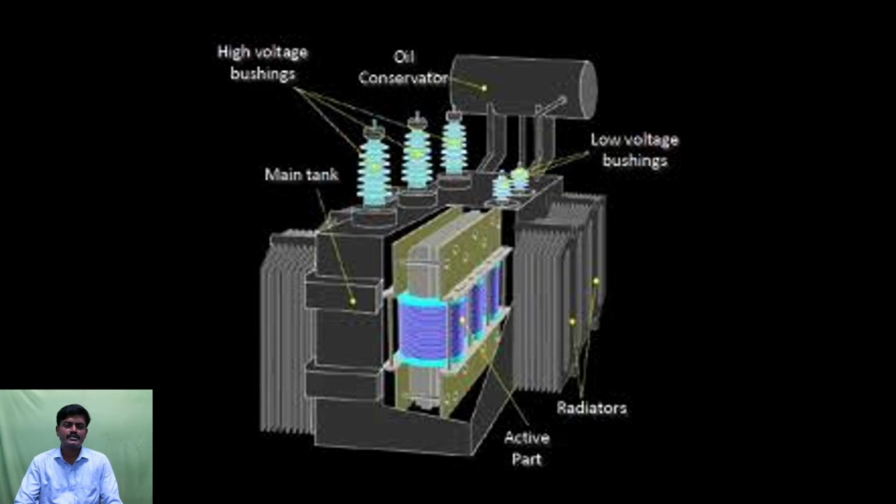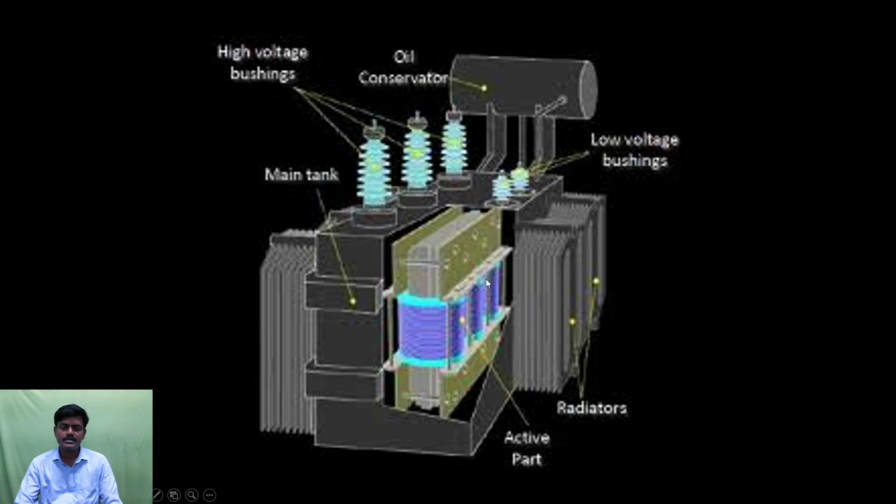So this is the three-dimensional view of the transformer. This is actually the transformer core. Inside the core, here I am having the winding. On the core I am having the primary winding as well as the secondary winding at the other end.